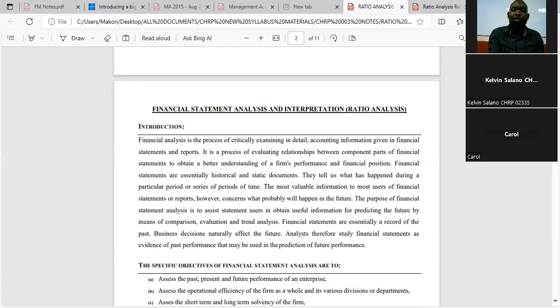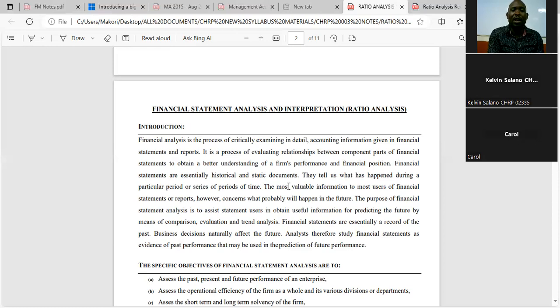First of all, financial analysis is the process of critically examining in detail the accounting information given in the financial statements and the reports. Once the financial statements have been prepared, you need to critically examine them so that you can get the true and correct picture about the financial performance and the financial position of the firm. That is what we are going to do.